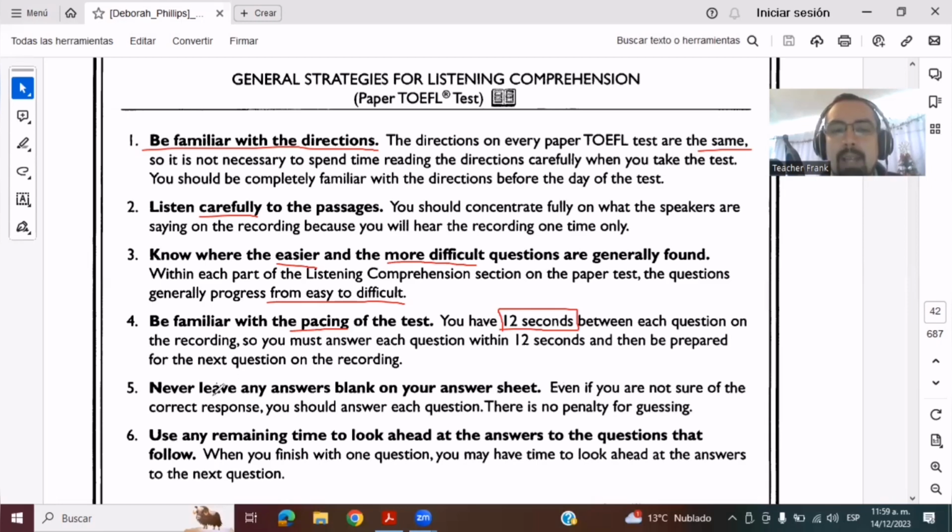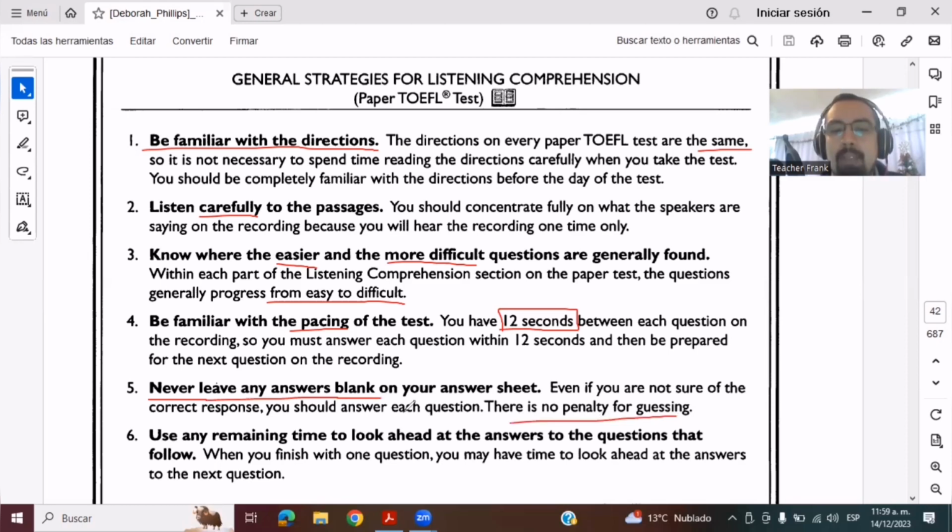Never leave any answer blank, right? Because if you leave it blank and you run out of time, that's a zero, right? That question is a zero. So it's better to have 25% probability if you guess that it's correct than a 0% probability if you don't guess, right? So finish the test. It doesn't matter if you don't know, just finish it, right? There's no penalty for guessing.